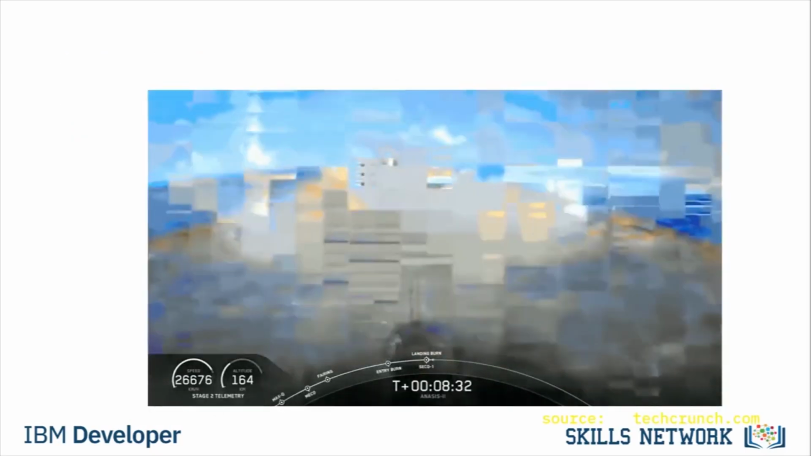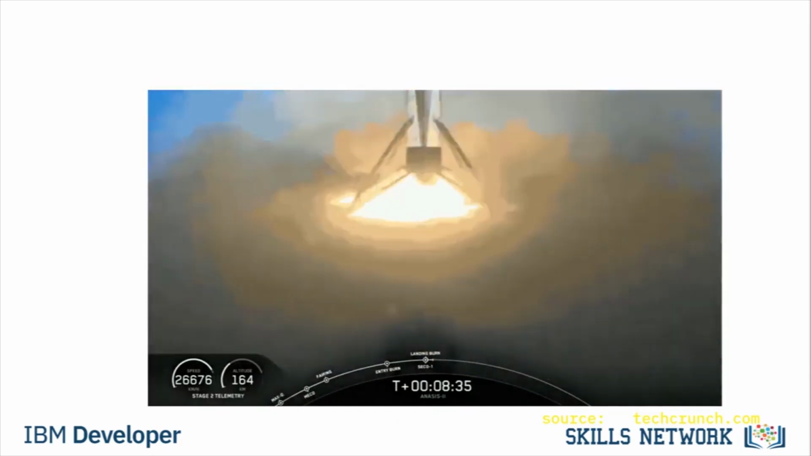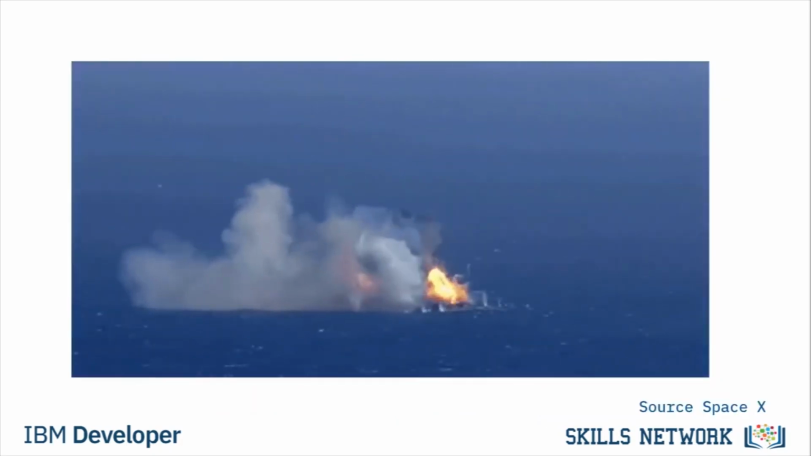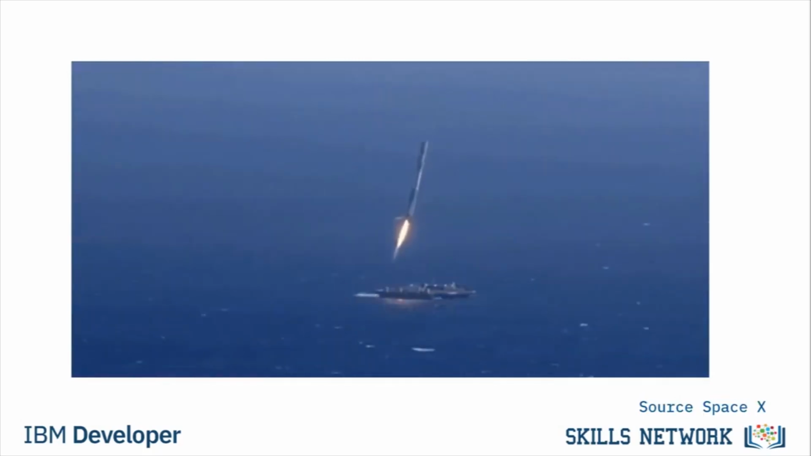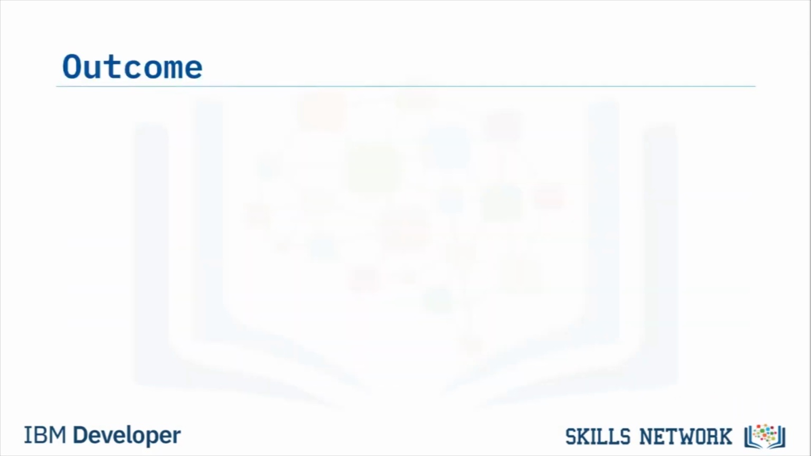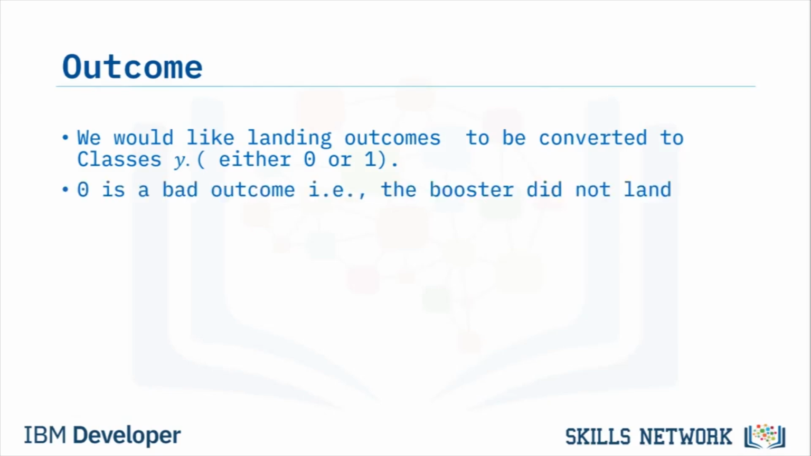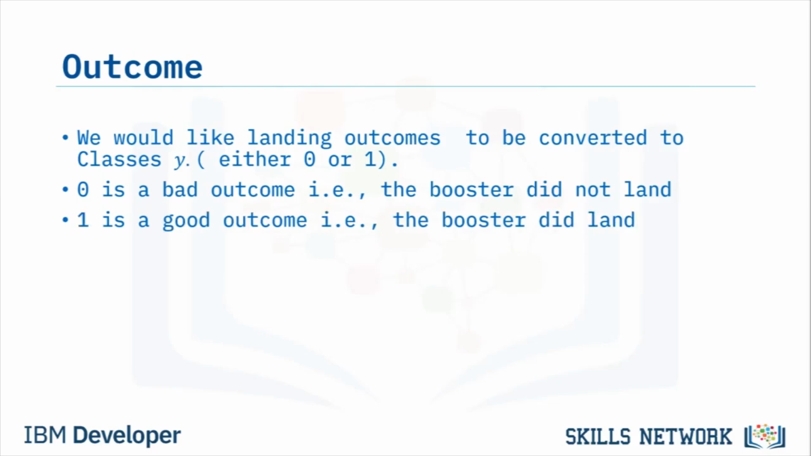True ASDS means the booster successfully landed to a drone ship, as shown in the following looped video. False ASDS means the mission outcome was unsuccessfully landed to a drone ship, as shown in this looped video. Outcome. We would like landing outcomes to be converted to classes Y, either 0 or 1. 0 is a bad outcome, that is, the booster did not land. 1 is a good outcome, that is, the booster did land. The variable Y will represent the classification variable that represents the outcome of each launch.